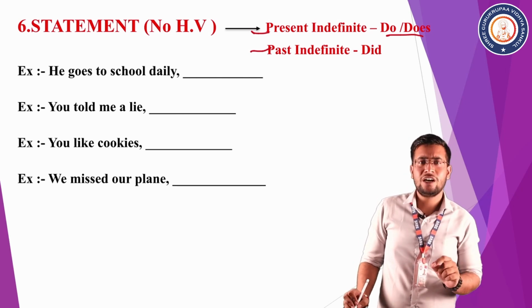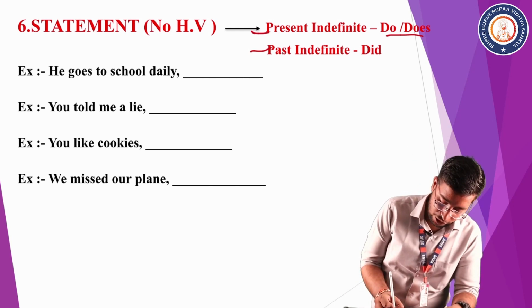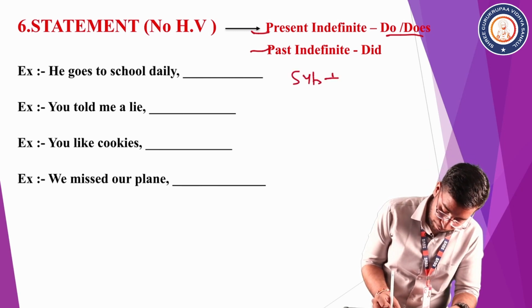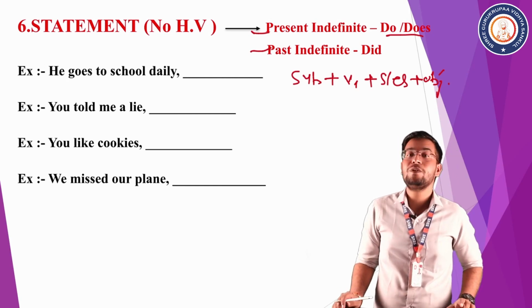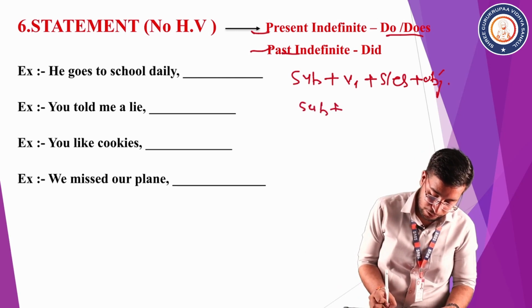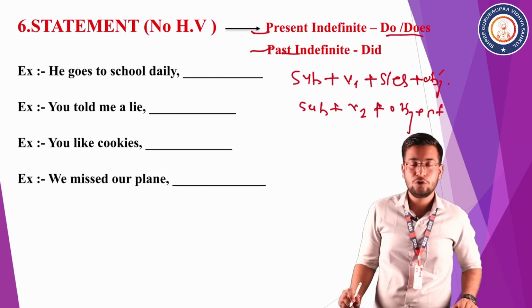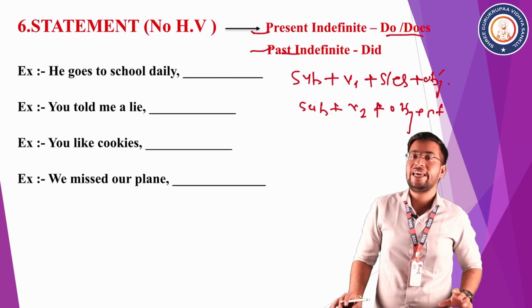So I think you are aware of the present and past indefinite structure. If not, let me explain to you in brief. What is the structure of present indefinite? It is subject plus V1 plus s/es plus object. Now students, let's look at this structure. In this structure there is no helping verb used. Now let's look at the past indefinite. It will become subject plus V2 plus object. In this structure also there is no helping verb used. So in these two types of structure we don't have any helping verb.